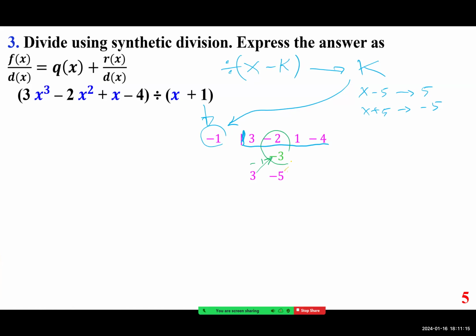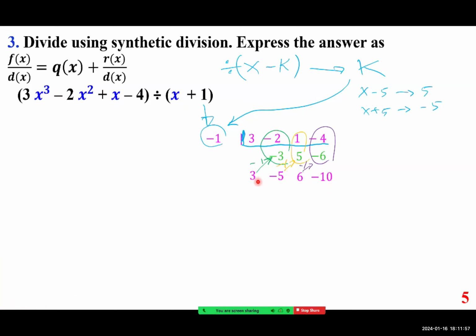We do this one. We multiply by negative 1, gives us positive 5. We add these two, and we get 6. We do the same thing, times negative 1, and we add these two, and we get negative 10. Now, please bear in mind, the degree is 3 here. The degree is 1 here, so the result is the degree goes down by 1.